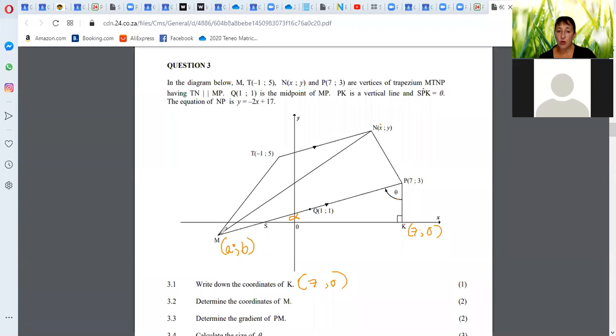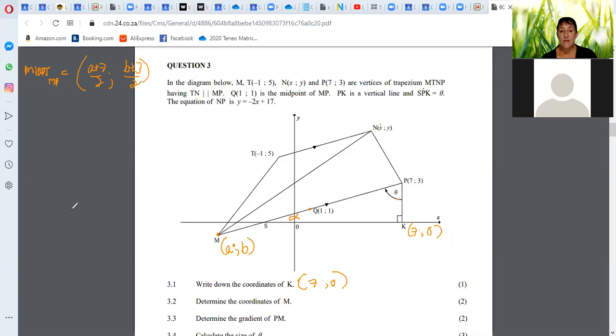Right, then they said determine the coordinates of M. And remember what I said, if they've told you that Q is the midpoint, even though they've given you the midpoint, you can find one of the end points, because the midpoint formula uses the end points to find the midpoint. So you basically act as if you don't have the midpoint. So the midpoint of MP equals. Now, how do we find the midpoint? We add the x's and we divide by 2. And we add the y's and we divide by 2.